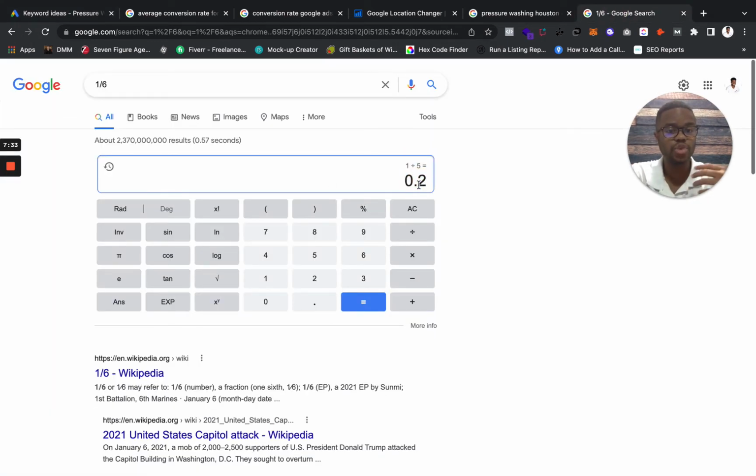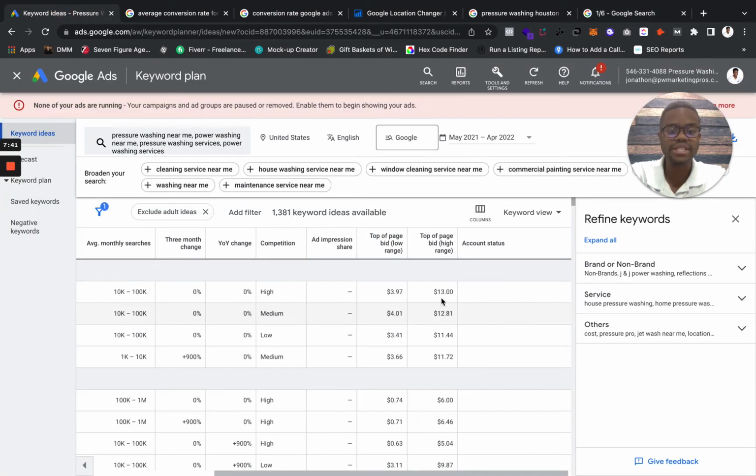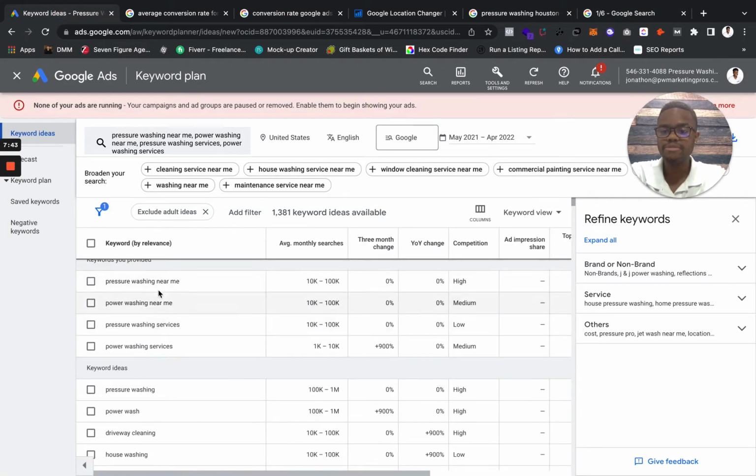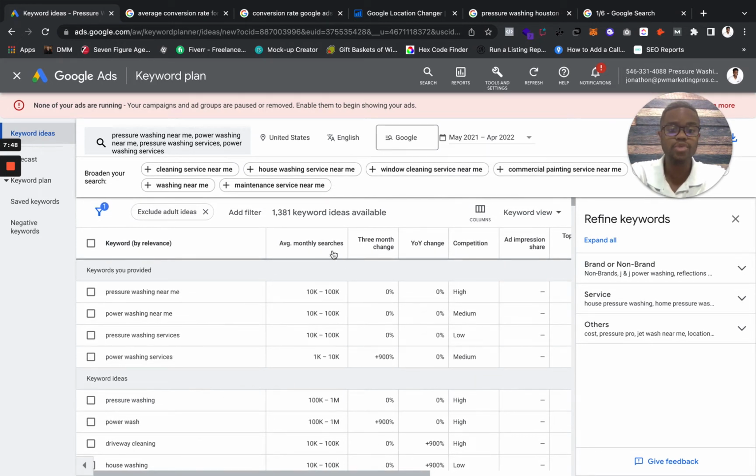And that's a conversion rate we usually see. For every 5 clicks, we get at least 1 lead, whether that's a phone call or a form submission. And so with that being said, when I look at pressure washing near me, power washing services, I will show you guys how you can do it for your exact locale.